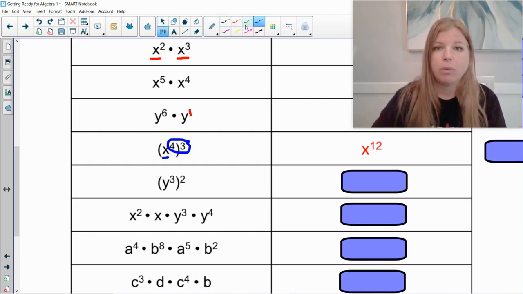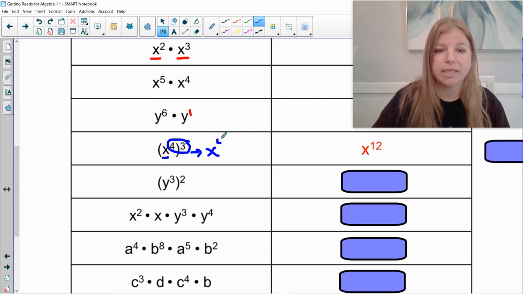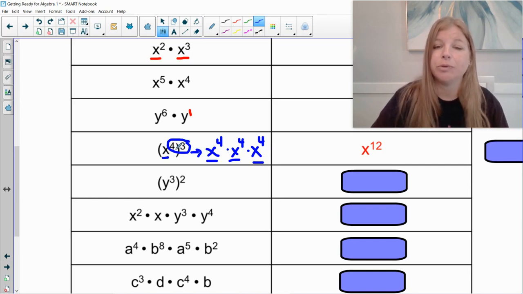Now, if you're like, well, how am I going to memorize that? Think about it. We know the third power would mean to multiply something by itself 3 times. So this is really saying to do x to the fourth times x to the fourth times x to the fourth. With like bases, what do we do with those exponents? We add them. What's 4 plus 4 plus 4? It's 12. Instead of rewriting all of this out every single time, if we remember this rule that a power to a power means we multiply, it's going to save us some time.